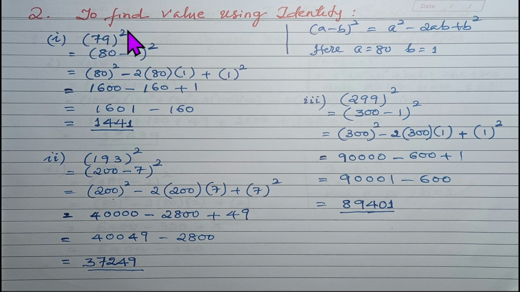Now coming to the next example, we have to find the value using an identity. We have to find 79² here, and 79 can be written as (80 − 1) whole squared.